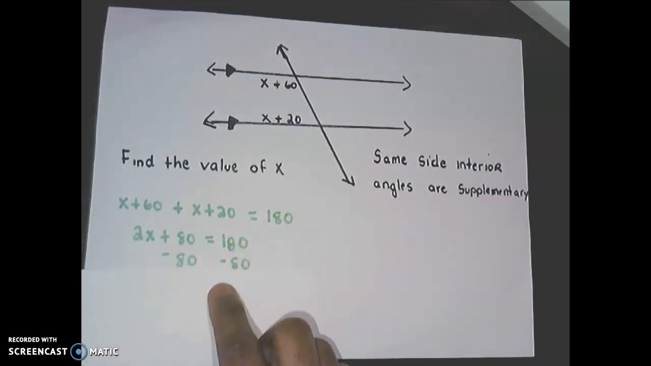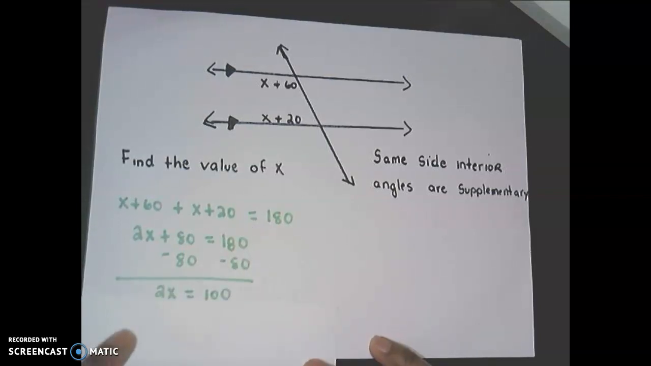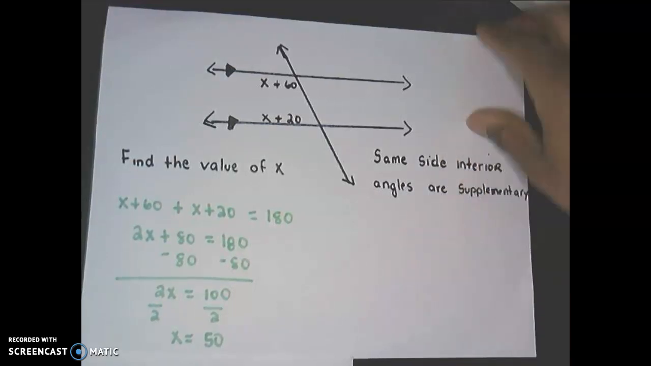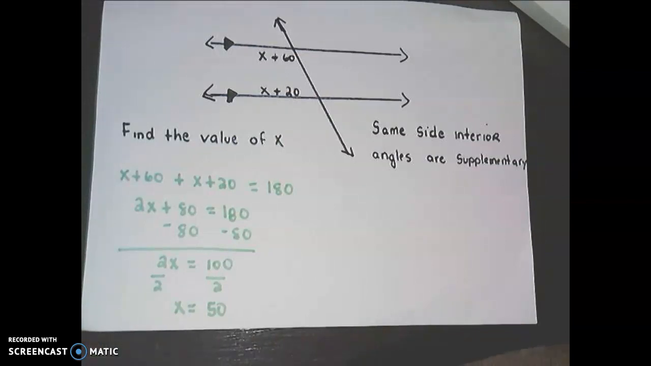And I need to subtract 80 from both sides. And so that gives me 2x is equal to 100. Lastly, I need to divide both sides by 2, so x is equal to 50. So my value for x is going to be 50.